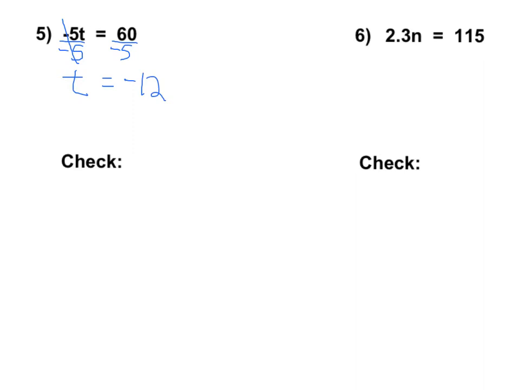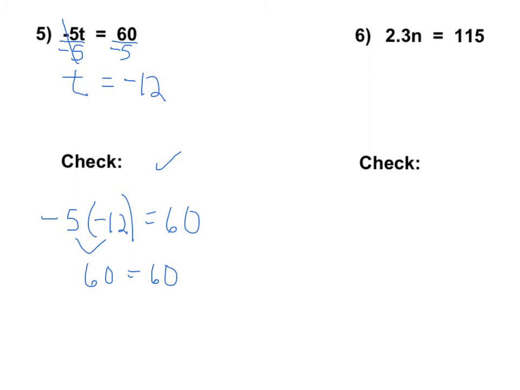Now I want to double check. So I substitute. I have a negative 5 times a negative 12. Does that equal 60? Yes, a negative times a negative makes a positive 60, so the problem checks. All right, let's do the next one.